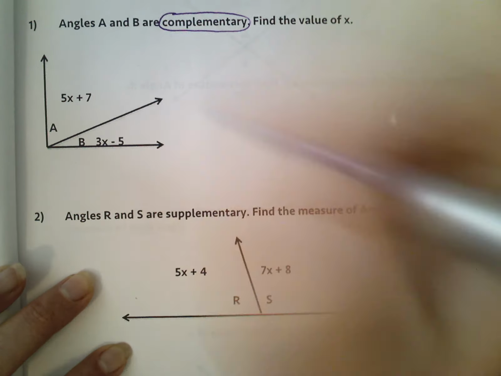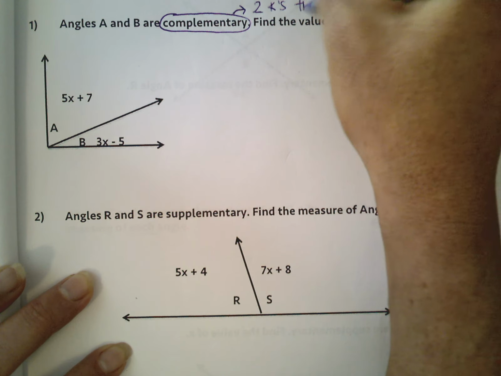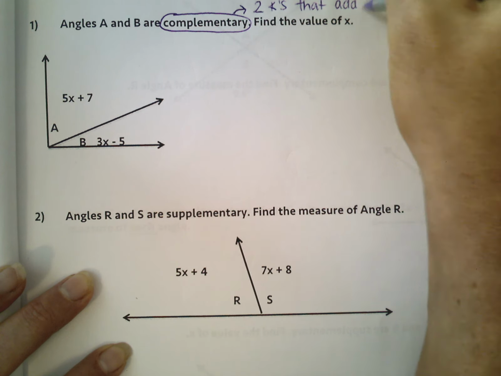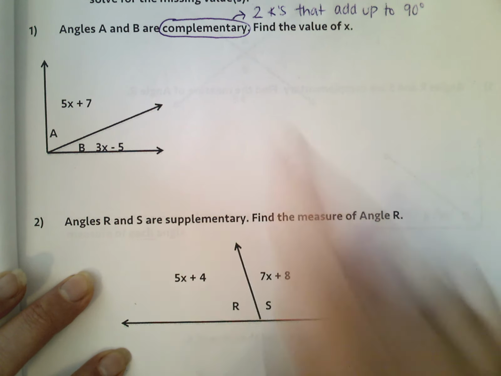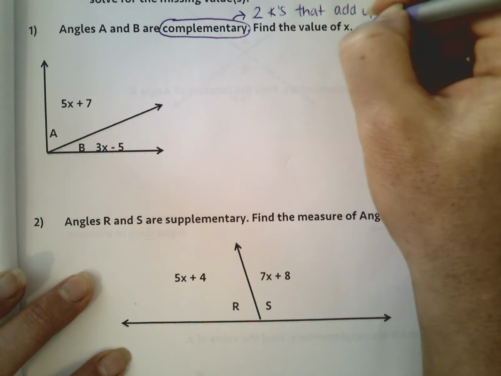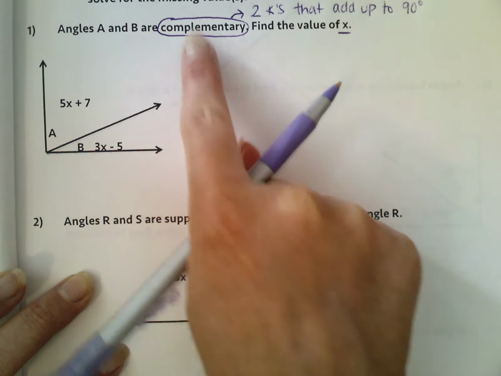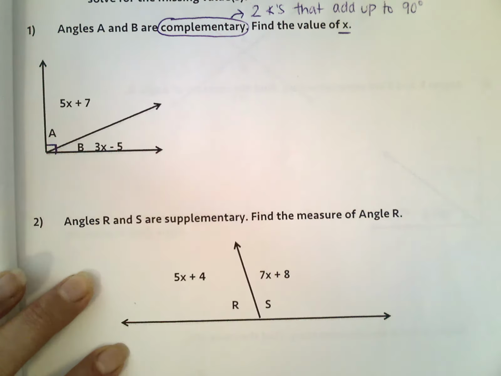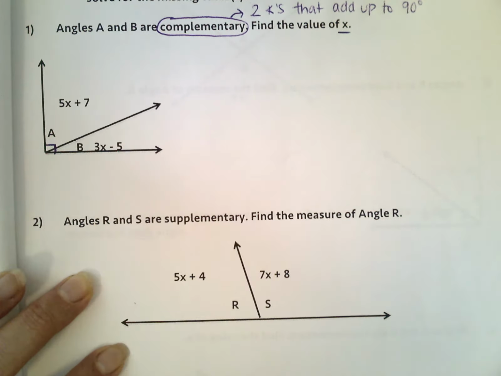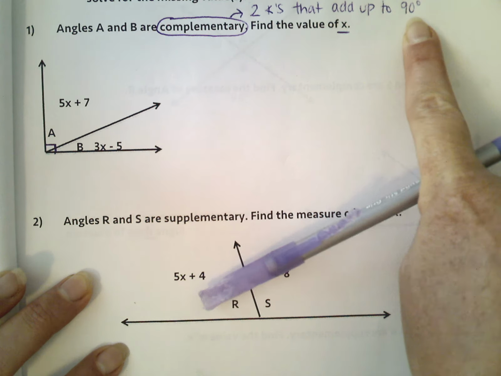So complementary means, reminder, 2 angles that add up to 90 degrees. And in this question, they want us to find the value of x, okay? So by them telling us that this is complementary, I know that these are 2 angles that add up to 90 degrees and create a right angle. So you're going to take these 2 expressions and just add them up and set them equal to 90 degrees.